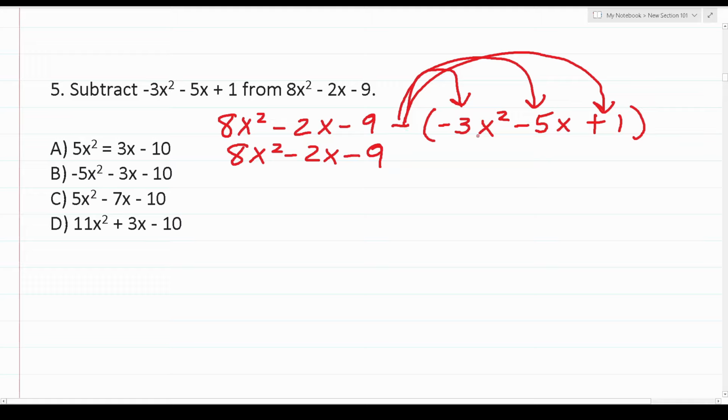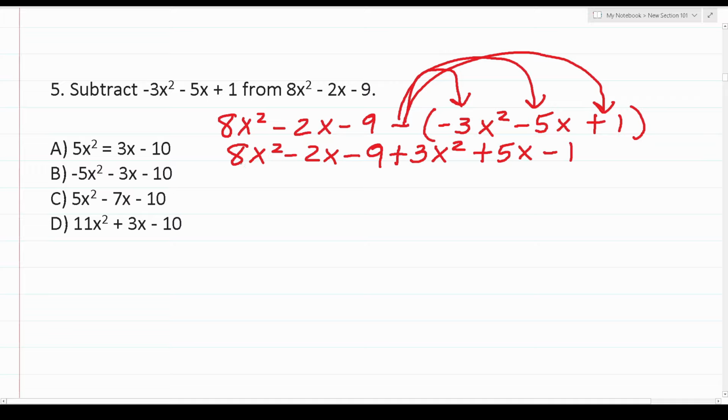A negative times a negative is a positive. So negative times negative 3x squared is positive 3x squared. A negative times negative 5x is going to be positive 5x. And negative times positive is a negative. So that's minus 1. All right. So now that we've distributed that negative, what we want to do is simplify this expression by combining like terms. Again, like terms have the same letter variable raised to the same power.